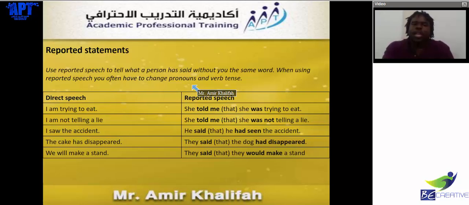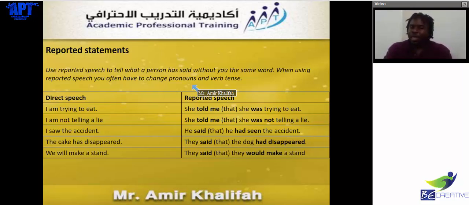Okay, now for reported statements. We use reported speech to tell what a person has said without using the same words. When using reported speech, you often have to change pronouns and verb tense. Okay. Now let's analyze this, and then we will go into a little bit more.